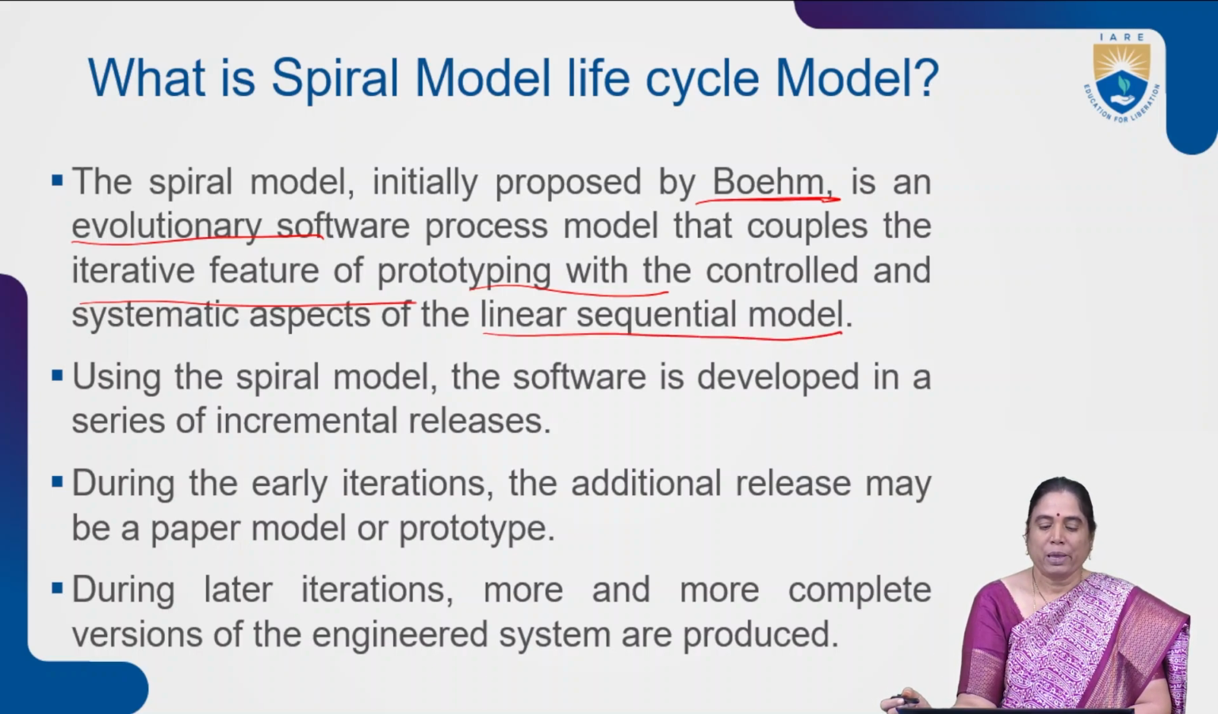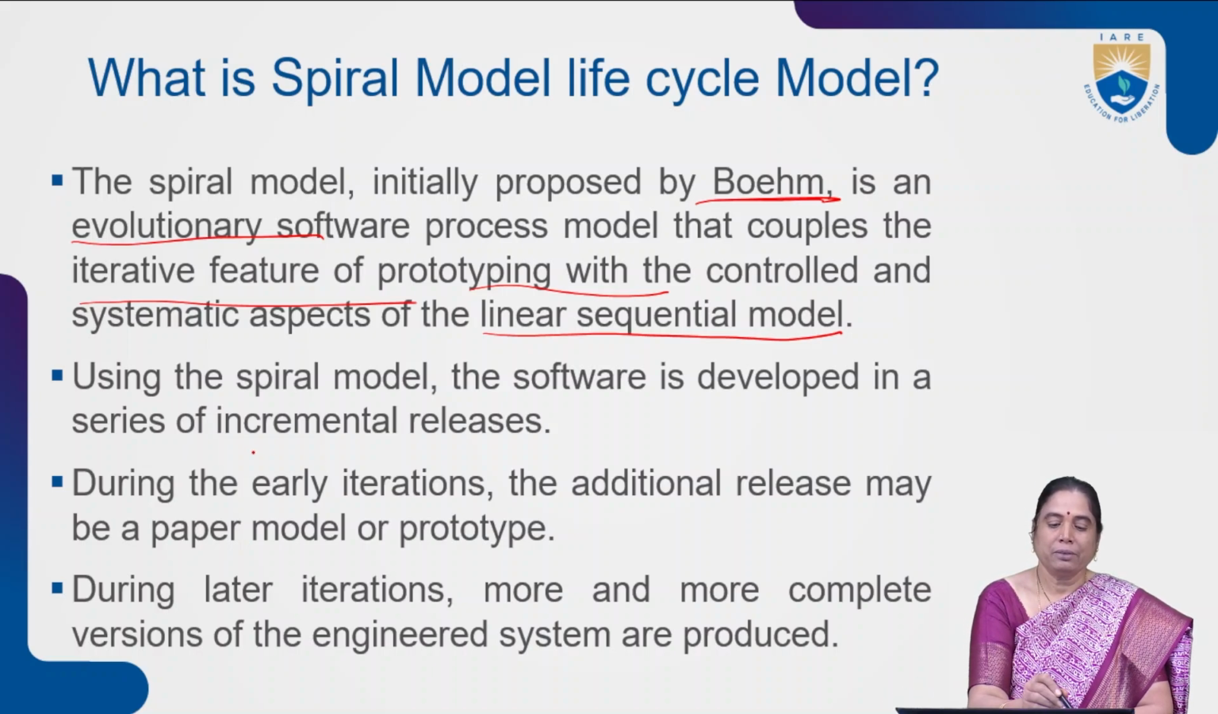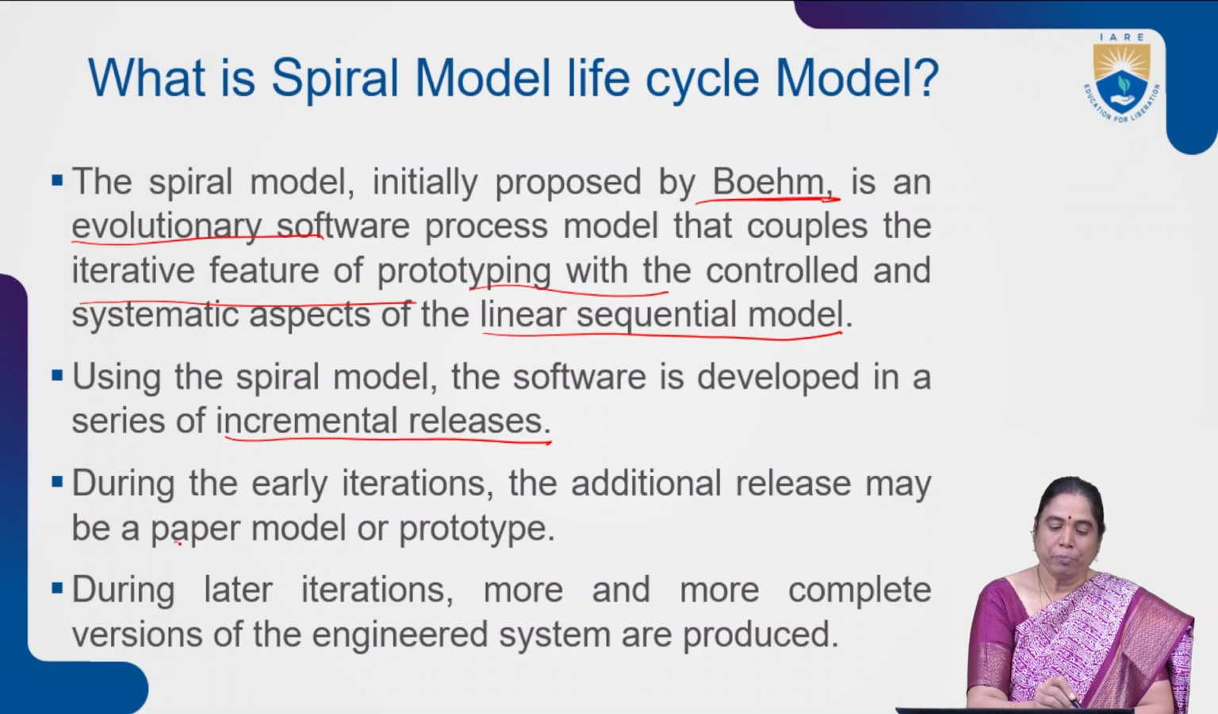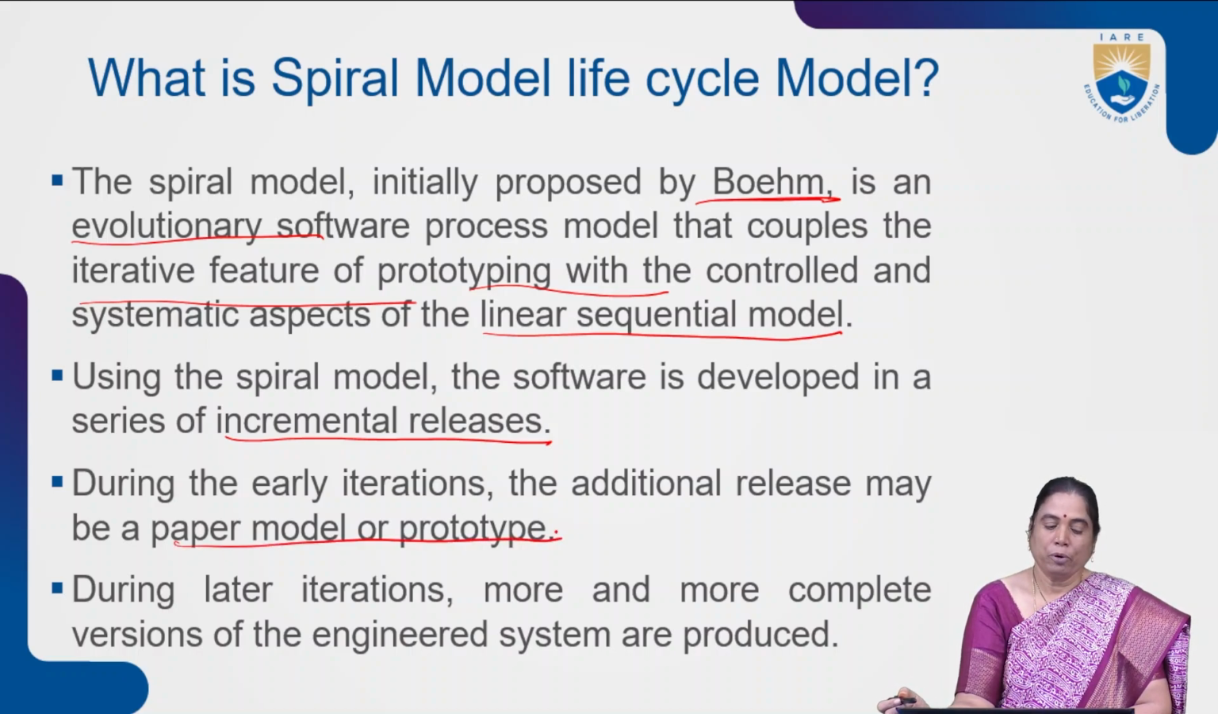Using the spiral model, the software is developed in a series of incremental releases. During the early iterations, the additional release may be a paper model or a prototype. During later iterations, more and more complete versions of the engineered system are produced.